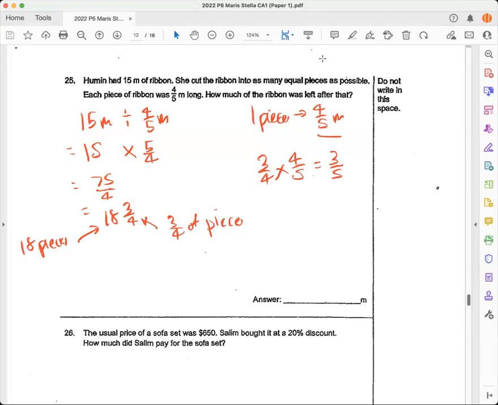How much of ribbon was left after that? So this is the remainder. After you take out 18 pieces of 4/5 meter, you're left with 3/4 of a 4/5 meter. And that will be the remainder, 3/5. So answer is 3/5 meter. Now let's look at question number 26.